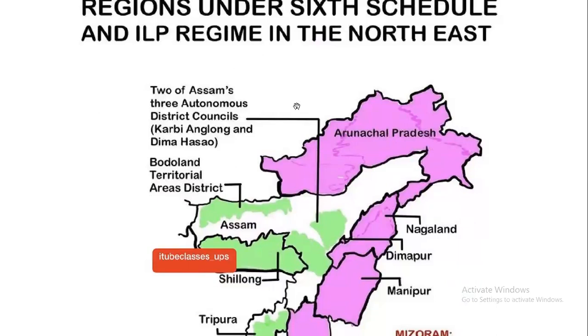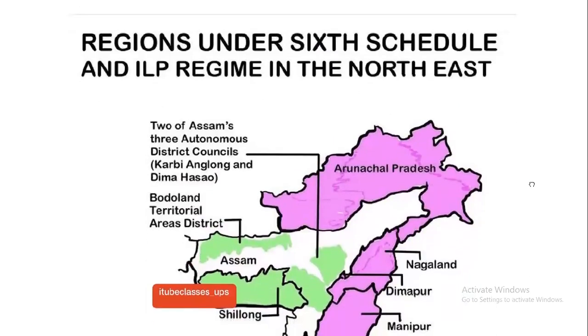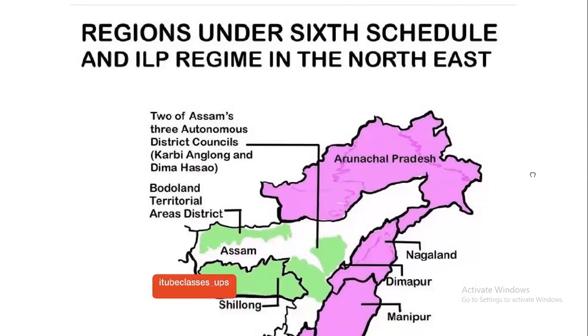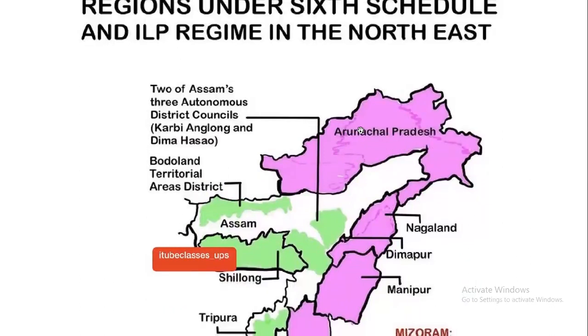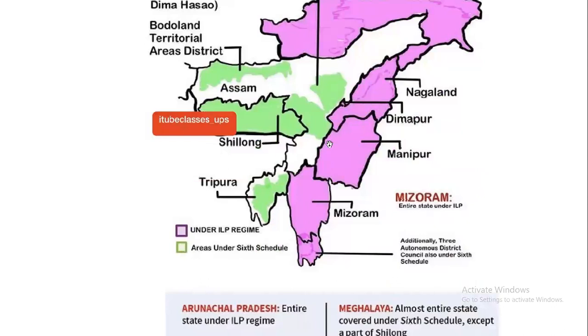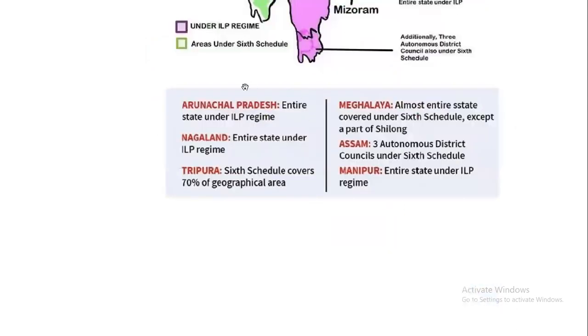Now you can see in this picture the regions under sixth schedule and the ILP regime. ILP stands for inner line permit regime in the northeast. In Assam, three autonomous district councils: here we have Karbi Anglong and Dima Hasao, right? Then Bodoland Territorial Areas District, and in Meghalaya, Shillong, then Tripura, Mizoram. Now you can see that Arunachal Pradesh entirely comes under the ILP regime. An inner line permit needs to be taken first while you are visiting Arunachal Pradesh.